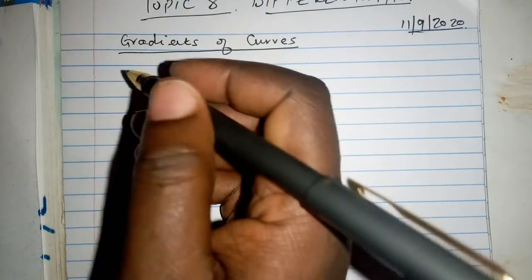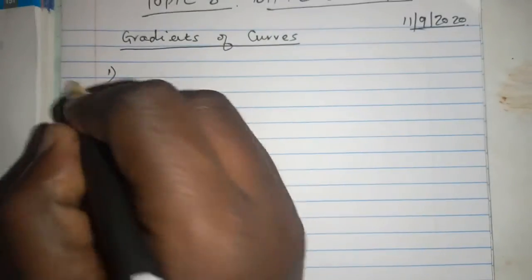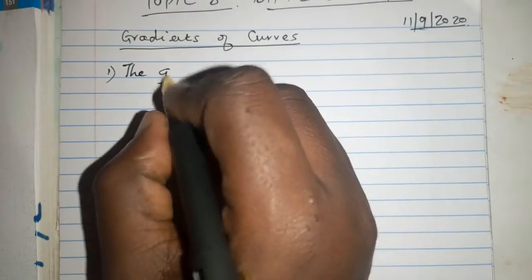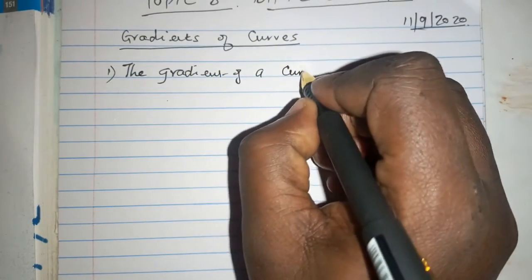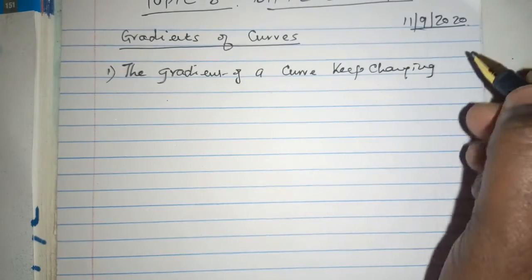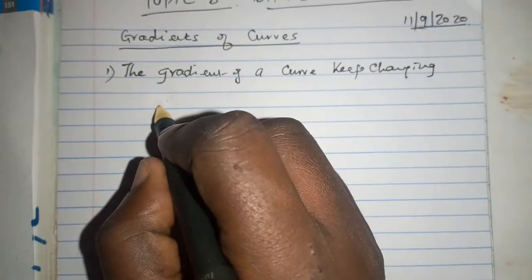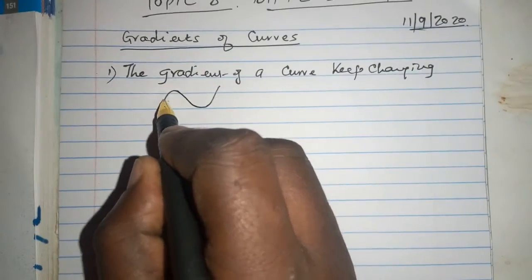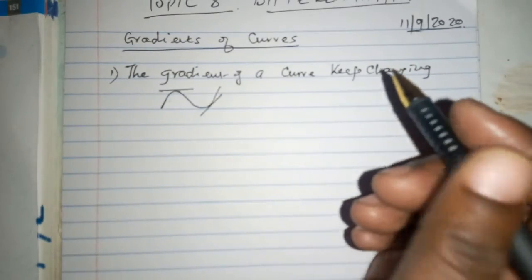There are two things that we must understand. One, the gradient of a curve keeps changing, as of course the curve changes. And if the curve is like this shape, you realize the gradient here is different from the gradient here. It is different from the gradient here. That's why we are saying it keeps changing.